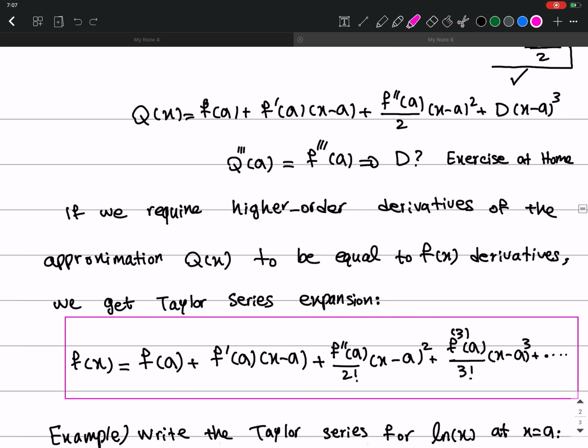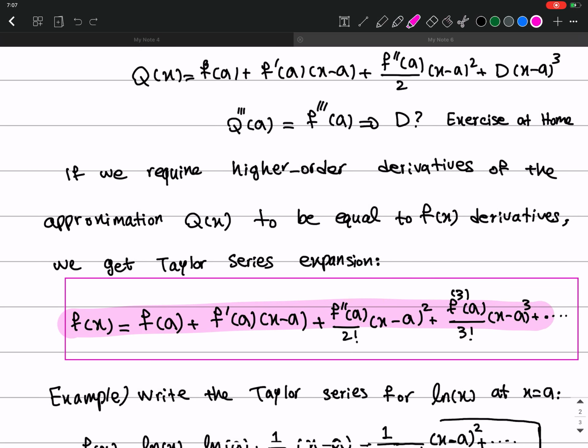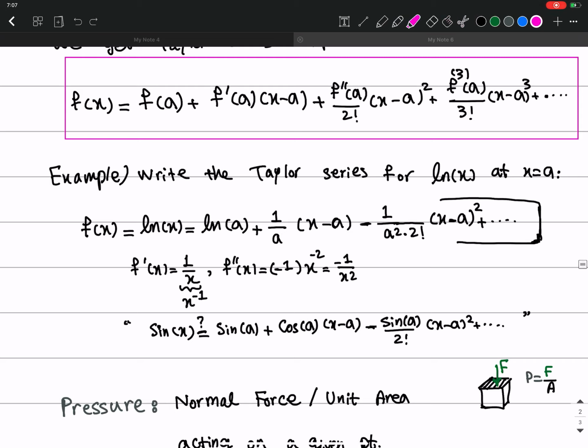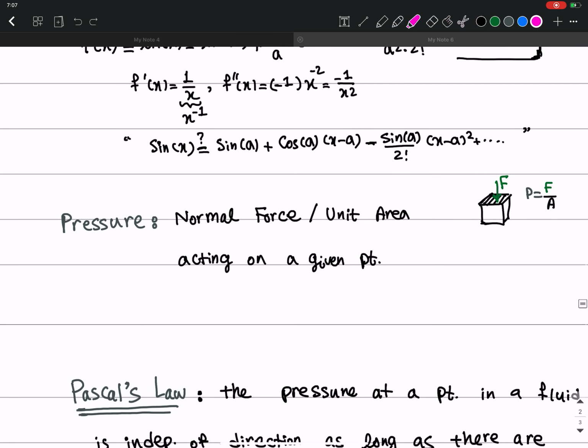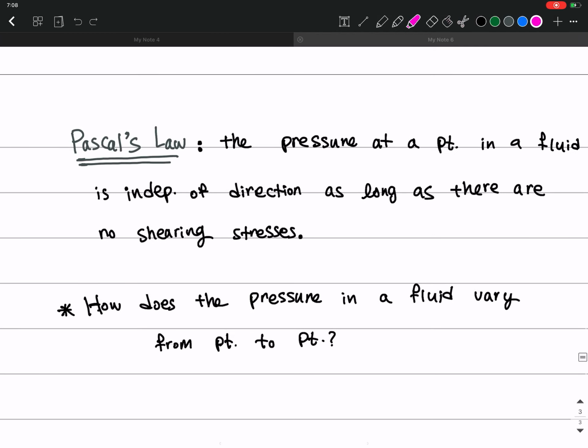And then for higher order terms, we said if we also require all the higher order derivatives of this approximation function to be equal to f's derivatives, we finally get the Taylor series expansion, which is this expansion in a general form. And then we did some examples for Taylor series, for two functions: the natural logarithm of x and also sine x. And then we defined the pressure, normal force per unit area acting on a given point in a fluid. And then we talked finally about Pascal's law, which says the pressure at a point in a fluid is independent of direction as long as there are no shearing stresses. So this is the general law. And finally, we are going to use this law and also this Taylor series to find the pressure variation in a fluid from point to point.